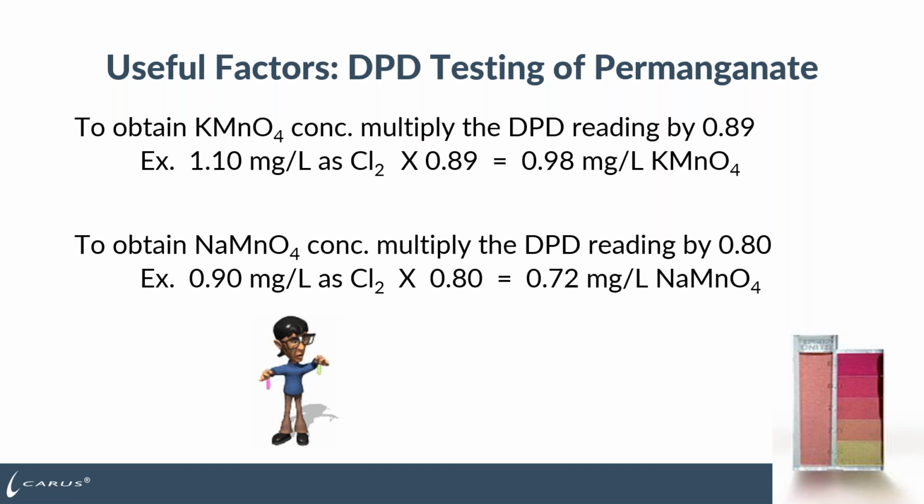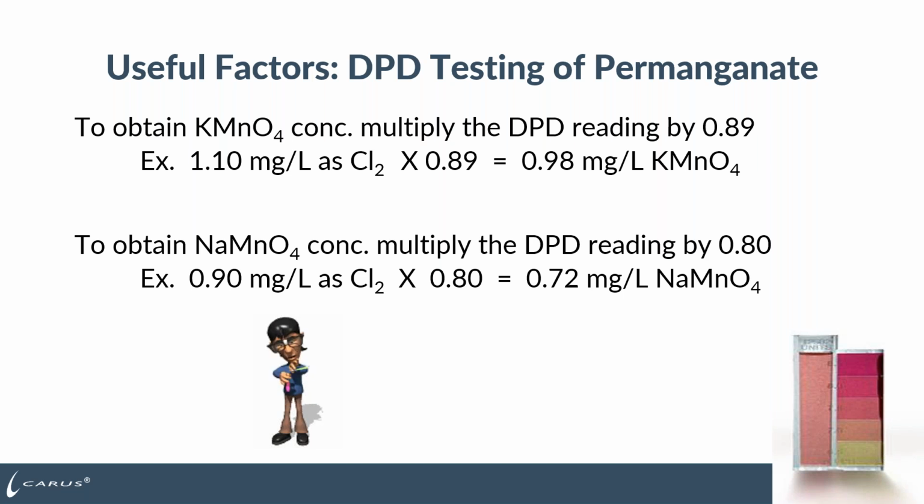So over many, many years at Carus, we've done this, and we know that typically the DPD reading that you get on your spectrophotometer with the chlorine powder pillow, if you're feeding potassium permanganate, it's 0.89 times the DPD reading on your spec will then give you actually how much permanganate is there. So it reacts a little bit less than chlorine does. If you're using sodium permanganate, because of the weight difference between potassium and sodium, the reading goes down a little bit, so it goes down to 0.8 times that reading.